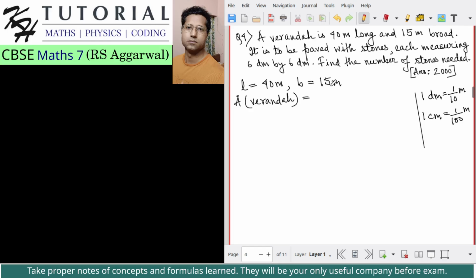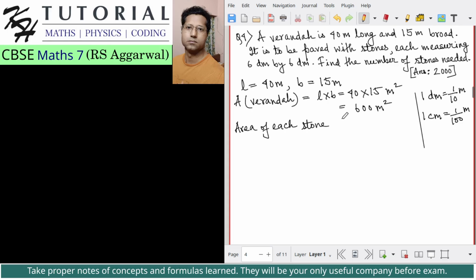Area of veranda is equal to length into breadth, which is equal to 40 multiplied by 15 meter square, and this is equal to 600 meter square. 600 meter square is the area of the veranda. Okay, now what is the area of each stone?